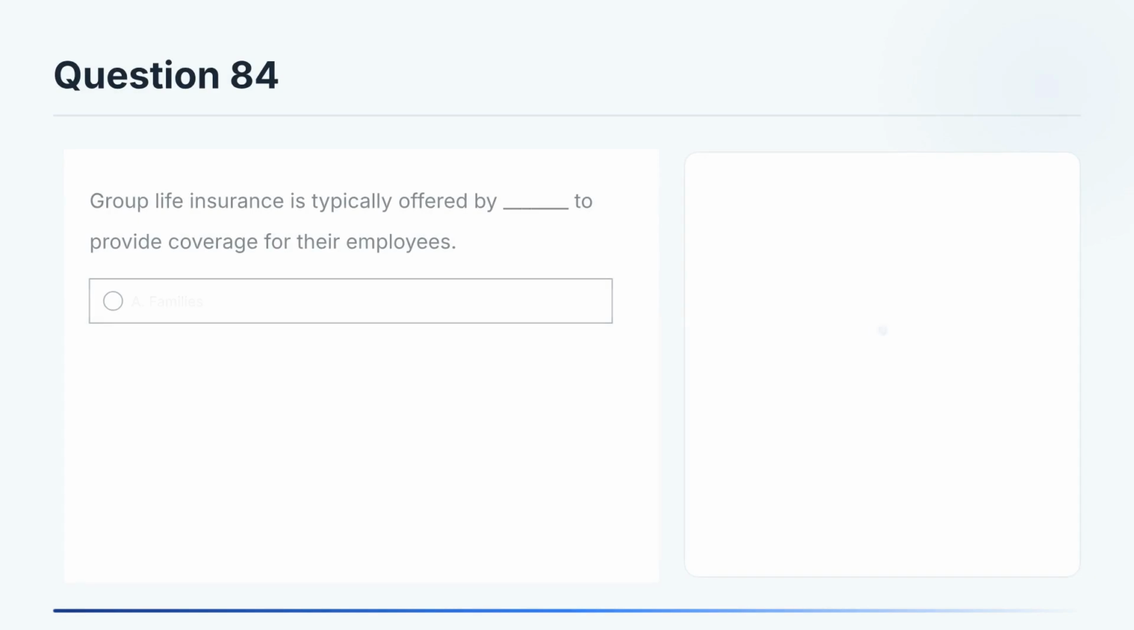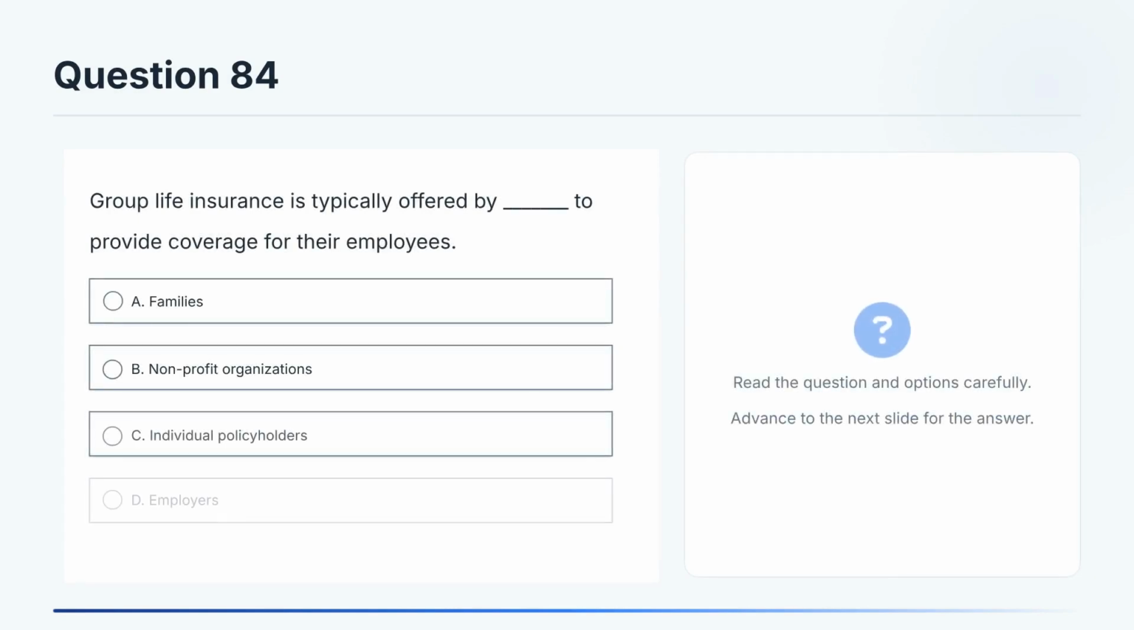Question 84. Group life insurance is typically offered by blank to provide coverage for their employees. A. Families. B. Nonprofit organizations. C. Individual policyholders. D. Employers.